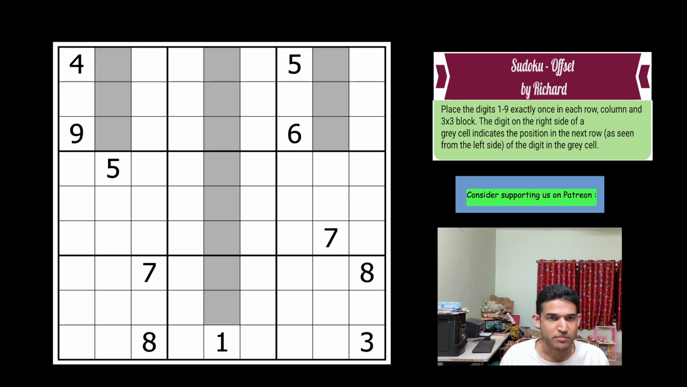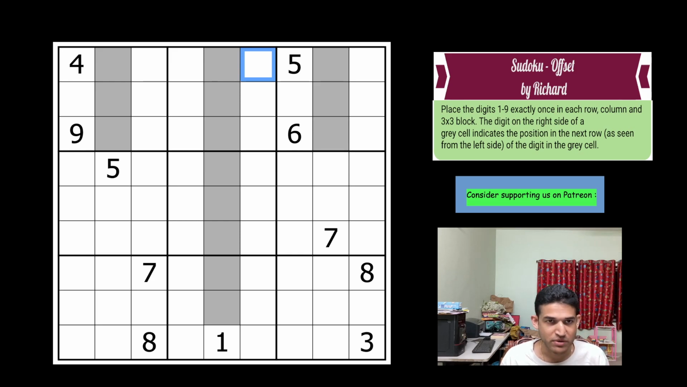Classic rules apply. So each row, each column and 3x3 box in the grid has digits 1 to 9, no repetitions. And the digit on the right side of a gray cell, so this is a gray cell, the digit on the right side of a gray cell indicates the position in the next row as seen from the left side of the digit in the gray cell.